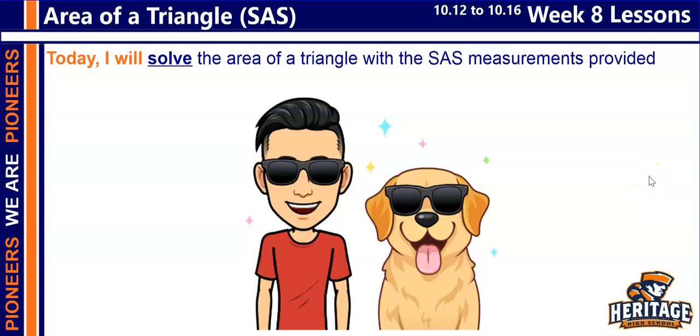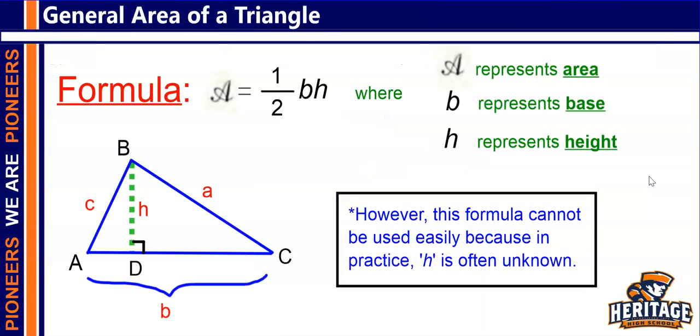Welcome one and all to the video focusing on the area of a triangle given the side angle side measurements. Generally speaking, when you are finding the area of a triangle, you typically recognize this formula on the screen, where the area is equal to half times base times the height. However, this formula cannot be used easily because typically h is often unknown.